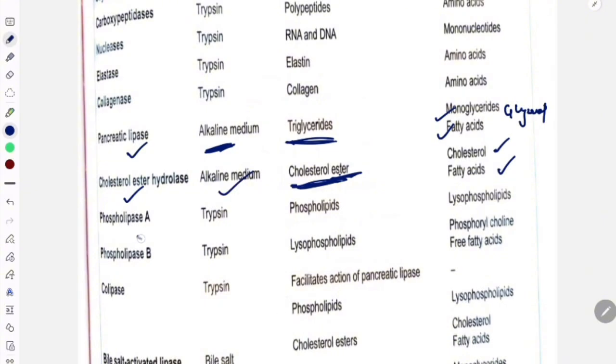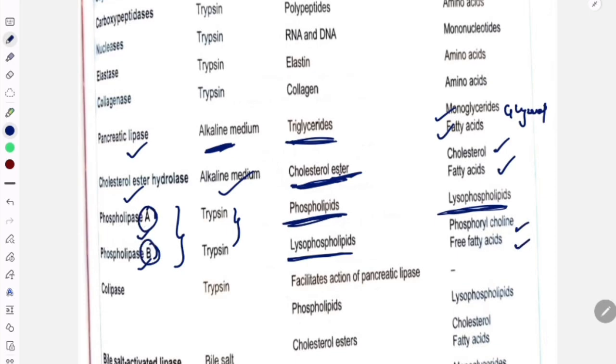Then comes phospholipase A and phospholipase B. Both are activated by trypsin. So the lipolytic enzymes are again activated by a proteolytic enzyme, trypsin. Phospholipase A acts on phospholipid and converts it into lysophospholipid. Phospholipase B acts on lysophospholipid and converts it into phosphorylcholine and free fatty acids. So first phospholipase A is required, then phospholipase B is required.